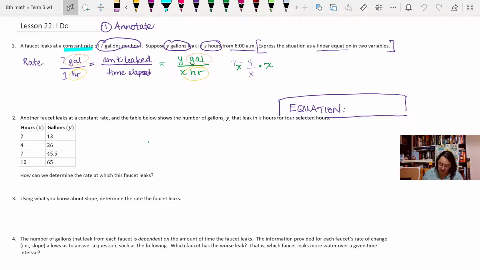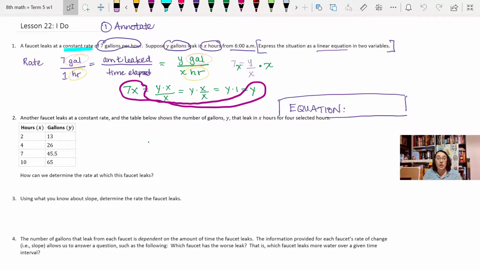On the left-hand side, I get 7X. On the right-hand side, I get Y times X divided by X. So I can rewrite that as Y times X divided by X, and X divided by X is 1. I get Y times 1, or just Y. Simplifying, I notice I now have an equation telling me what is Y in terms of X. Y equals 7X. Is that a linear equation?